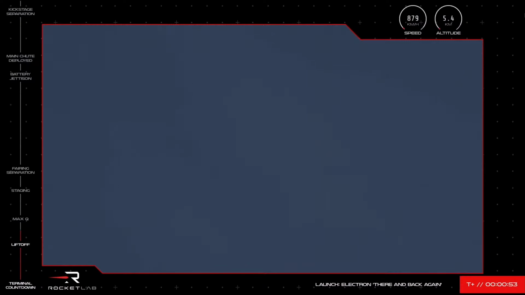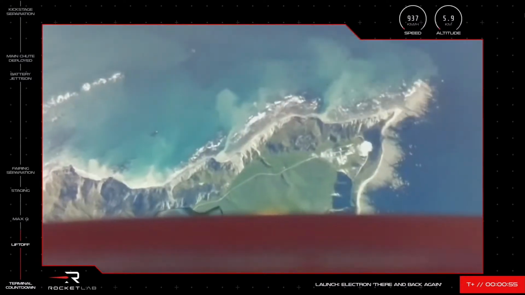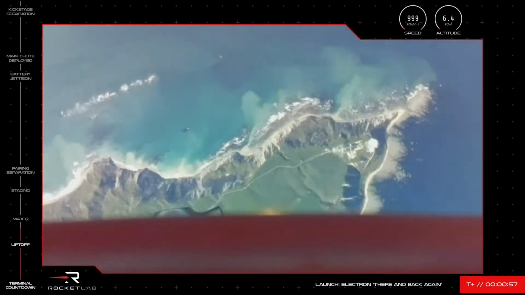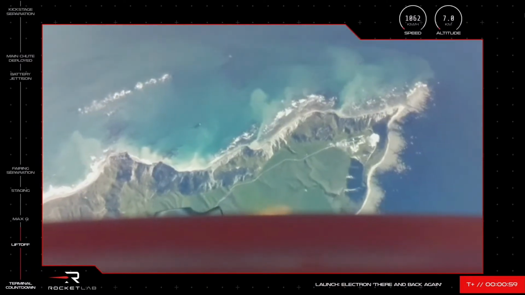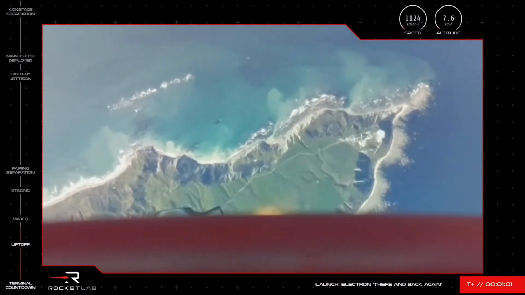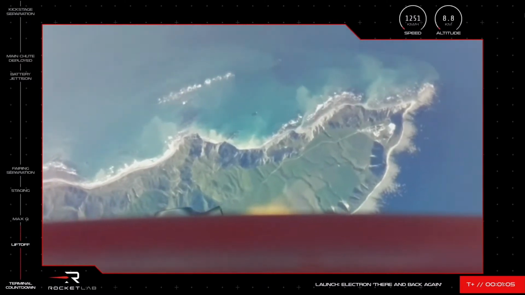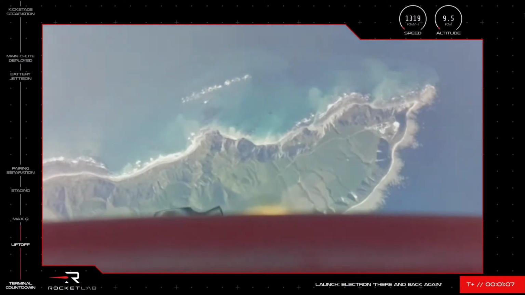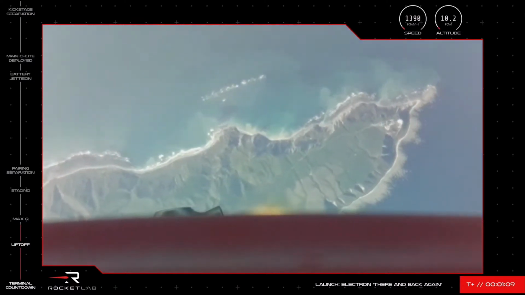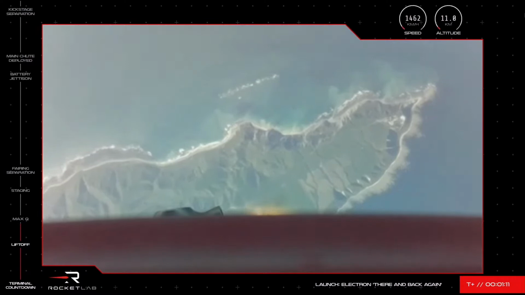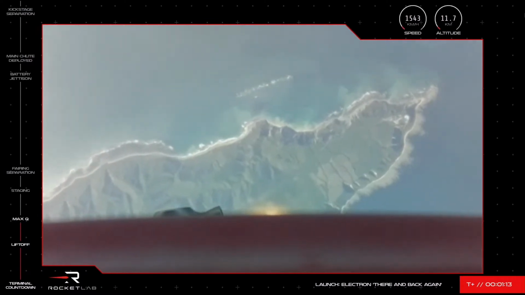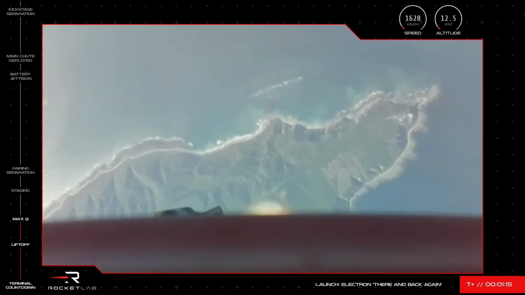This is what's known as the point in the mission when the aerodynamic forces against the rocket are at their peak and cause the most amount of stress Electron will experience on its ascent. The call that we've cleared max Q should come from mission control shortly. Vehicle has cleared max Q.